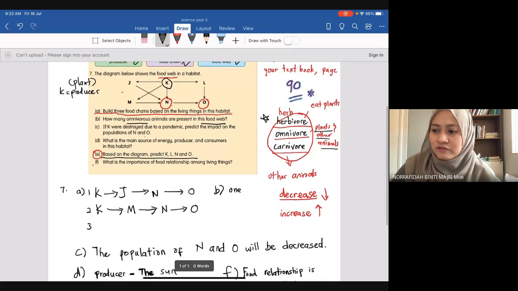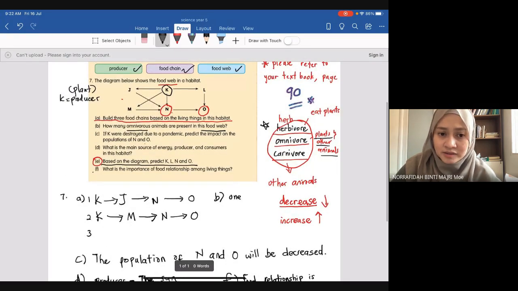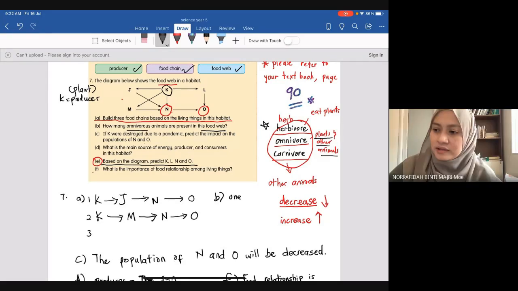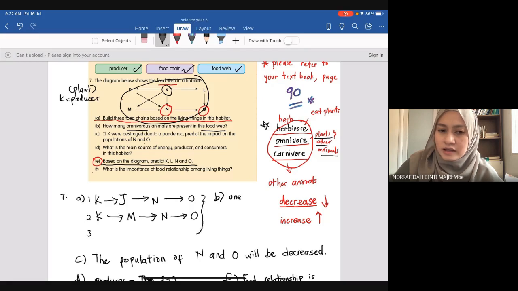Okay, so do you understand about food webs and food chains? Yes. So you have to remember this is a food web. Food chains are like this. It can be more than one food chain, and when we combine them together, we get a food web. So in a habitat there is a food web. There are a lot of food webs in other habitats as well.